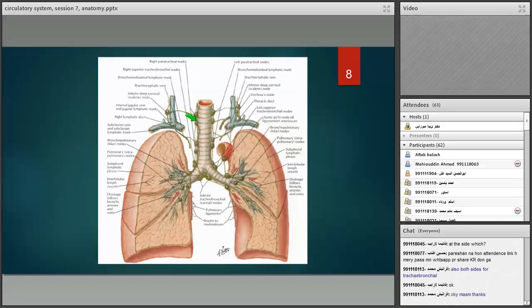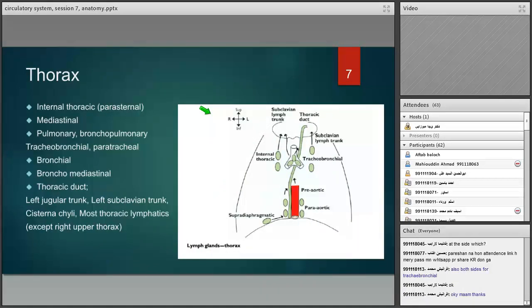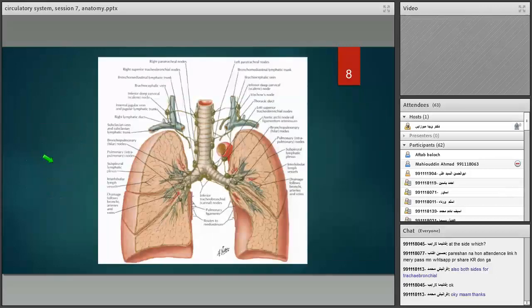After that, we have paratracheal nodes, and at the end part we have the bronchial nodes. After that, we have the bronchial nodes. The paratracheal nodes are draining their lymph into the bronchial nodes.